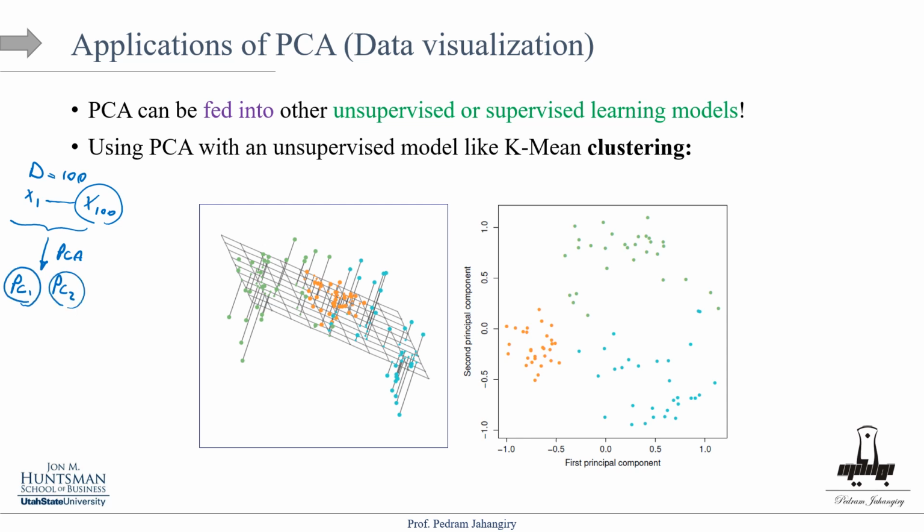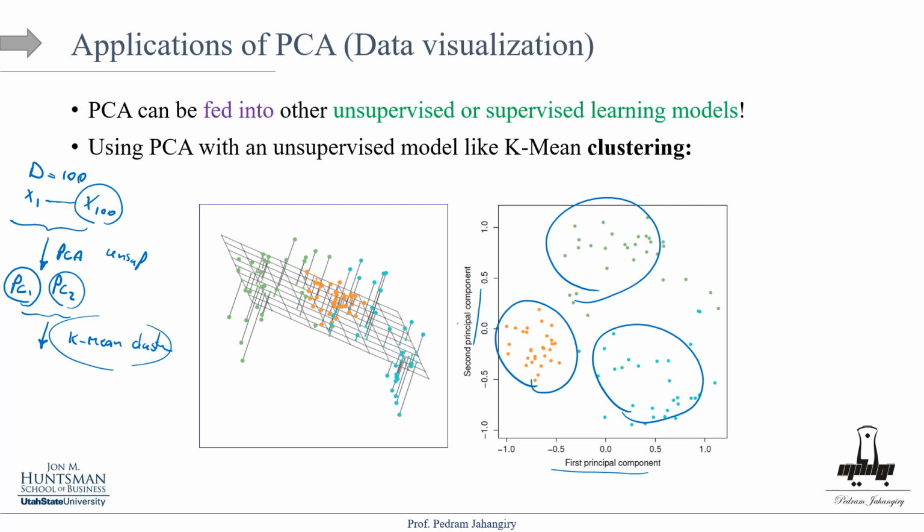So imagine this is our principal component 1, principal component 2, and so far it was unsupervised. After that, we can go ahead and apply something like k-means clustering to that. K-means, we haven't talked about it yet, but it is a clustering technique, right? So basically, we're going to come up with 3 clouds of data, 3 clusters of data, right?